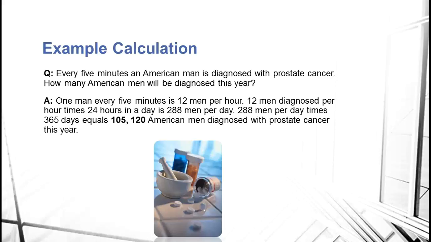How many minutes are in an hour? How many hours are in a day? How many days are in a year? So once you break down these components, you see that it'll be 12 men per hour. 12 men diagnosed per hour times 24 is 288 men per day. 288 men per day times, of course, 365 days equals your answer.